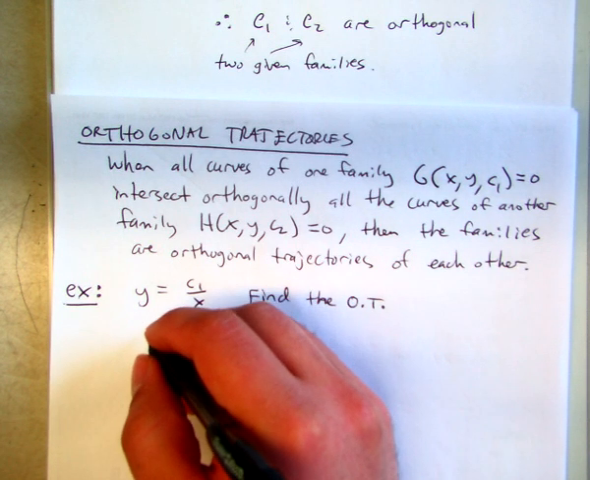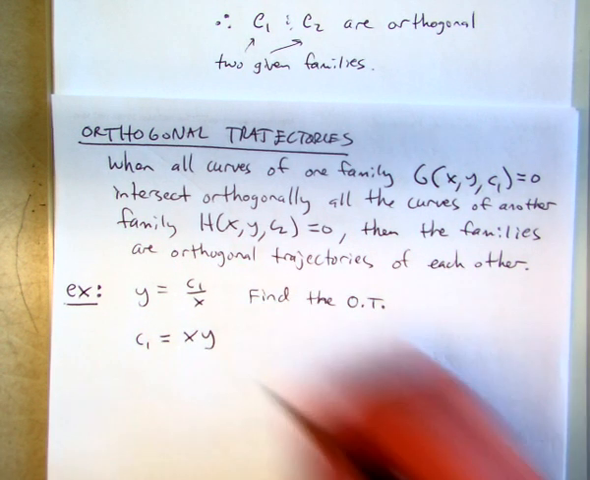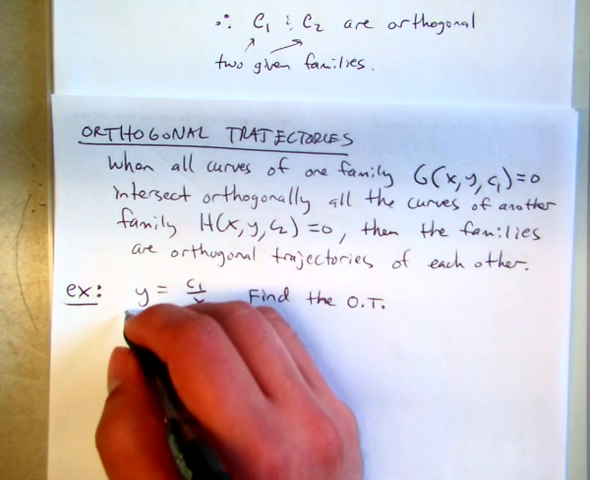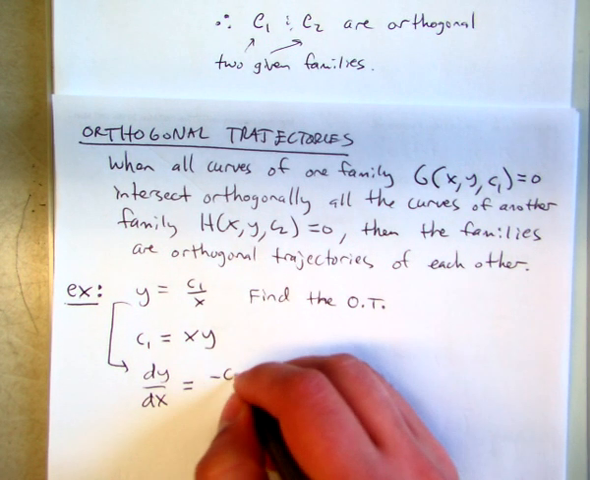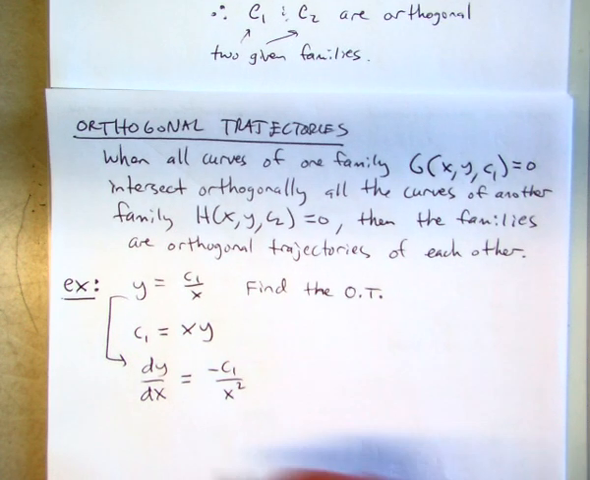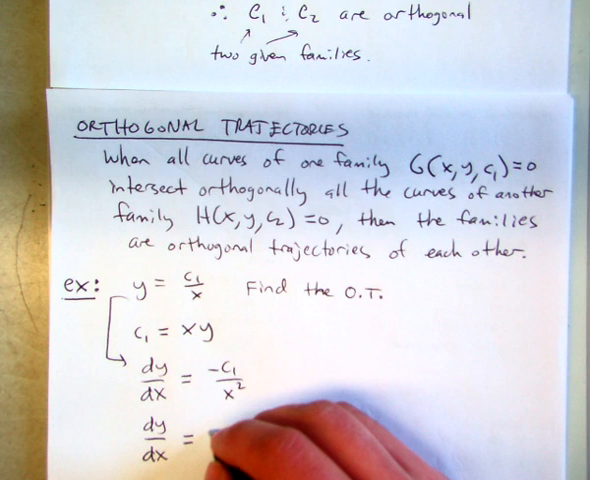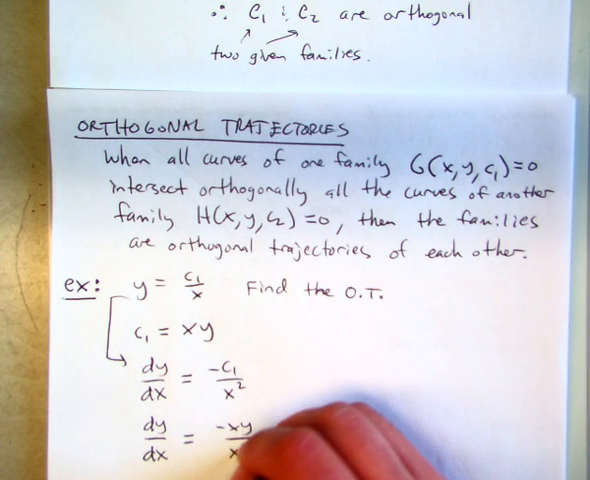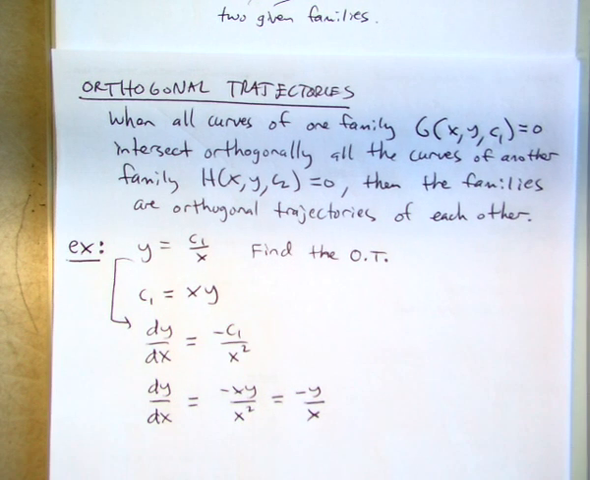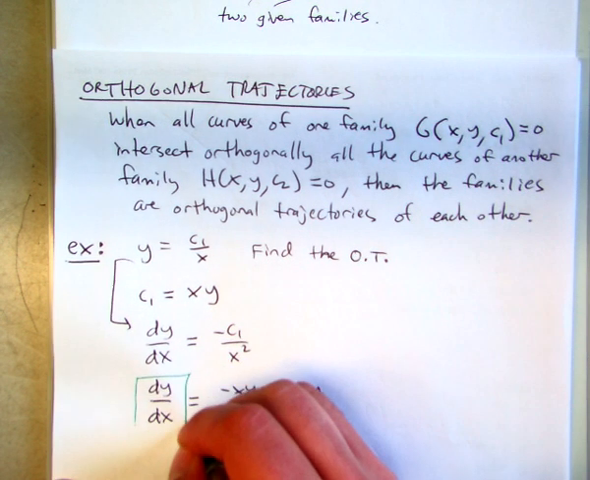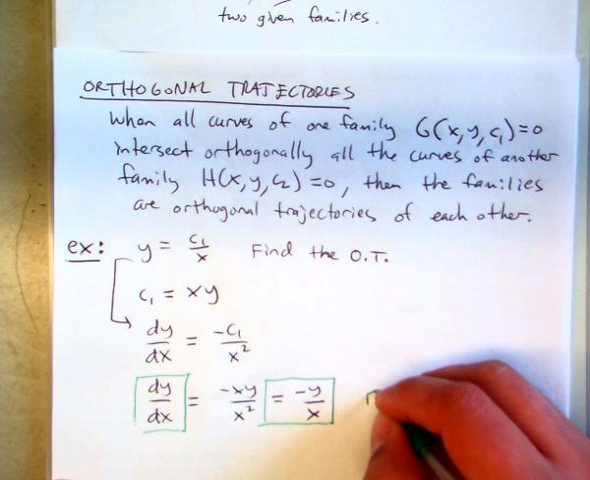So, very good. This is what it's going to look like. Let's go ahead and find c1, since we'll use that in a second here. c1 is x times y. And now if I go ahead and find dy dx, that'll be minus c1 over x squared. Substituting in our constant in terms of x and y, we have minus xy over x squared, or just minus y over x. So dy dx equals minus y over x. This is the differential equation for the first family.